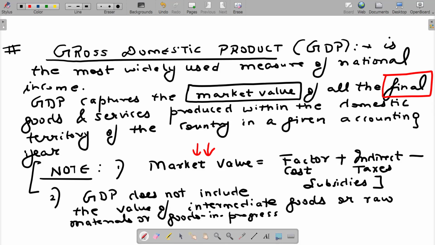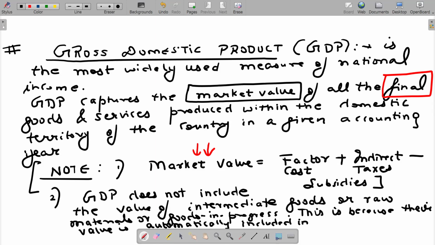Why? This is because their value is automatically included in the final good. So if you're going to include the value of intermediate goods or raw materials, you are double counting.